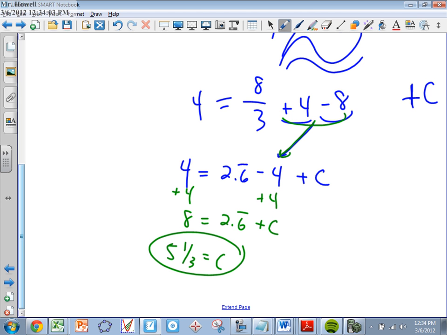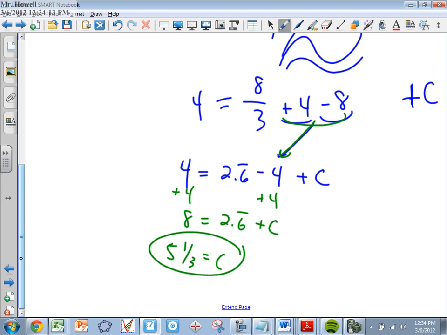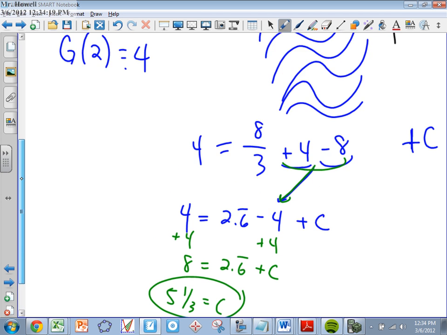If I gave you a different value, if I said G of 2 equals 5, then C is going to be different. Or it might be different. There is a chance it could be the same if it's a coincidence. Again, this answer for C is particular to the initial condition or the condition we were given. Ours happens to not be an initial condition.